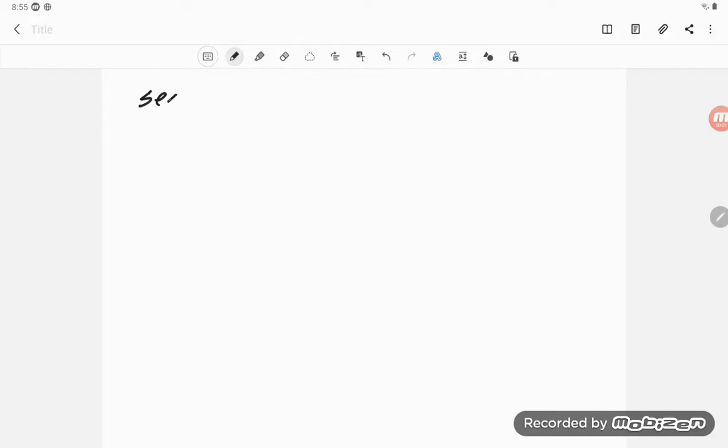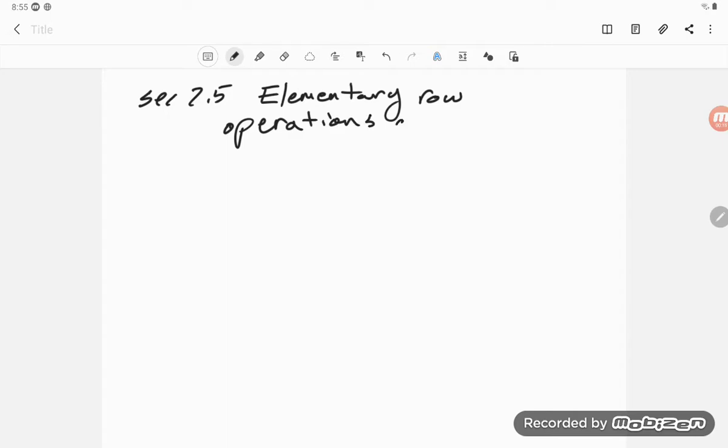Okay, so this is section 2.5. We want to look at elementary row operations as matrices. And so the textbook uses a particular notation.